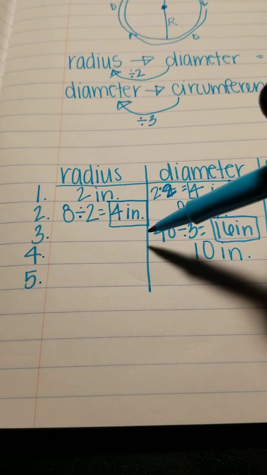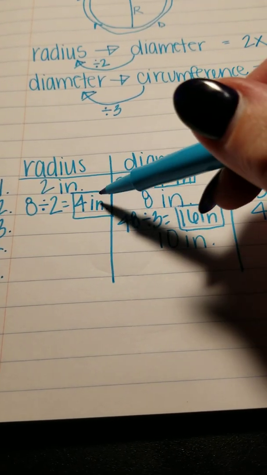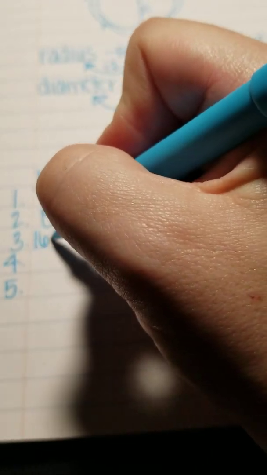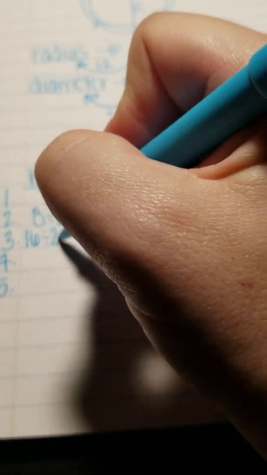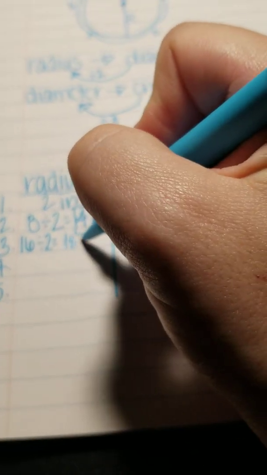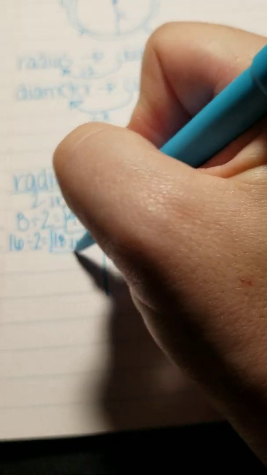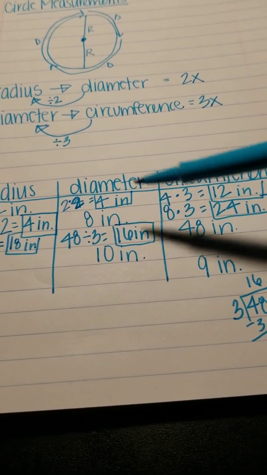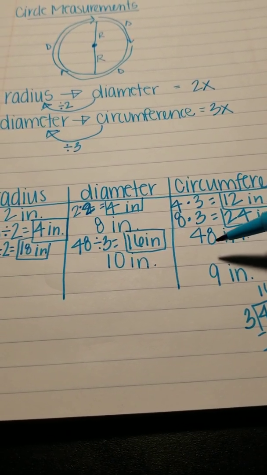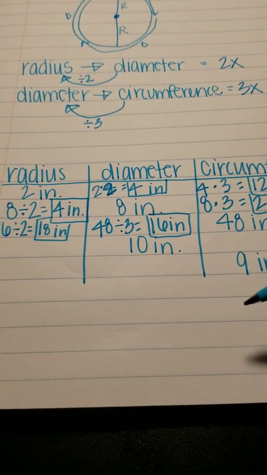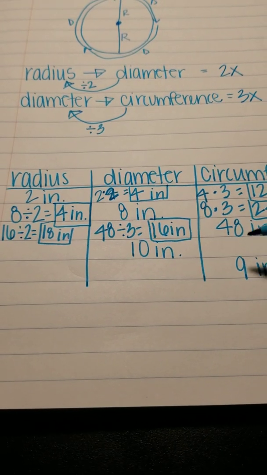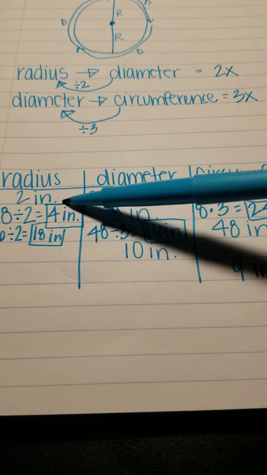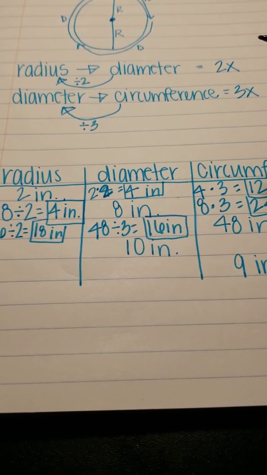And we just did this. So remember, we divided by 2. We broke it into 2 pieces. So 16 divided by 2 is 8. Notice that we did not take 48 divided by 6 or divided by 5. You can't go from circumference to radius. You have to stop at diameter.